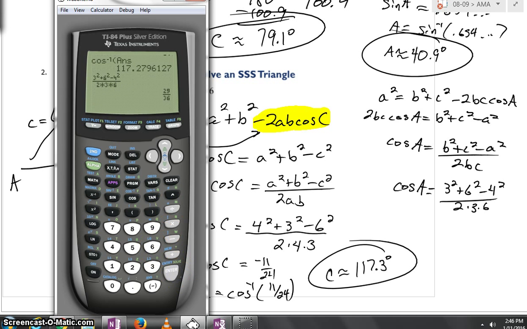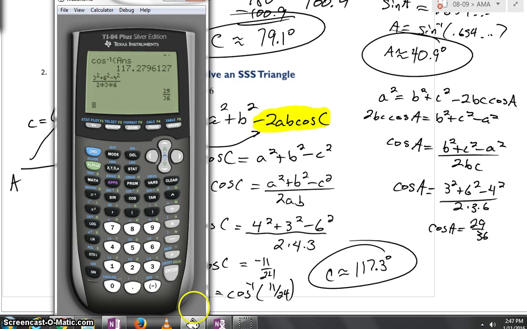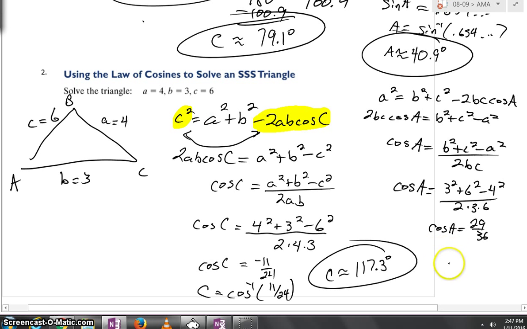Here you can see it's 29 over 36. You don't even have to write that down, to be quite honest with you. But you can just hit inverse cosine of second answer, and you'd get about 36.3. Wow. To find angle B, well, add those two angles together.